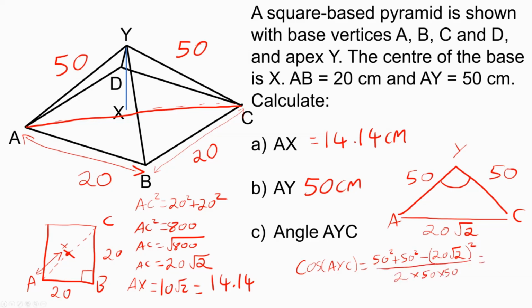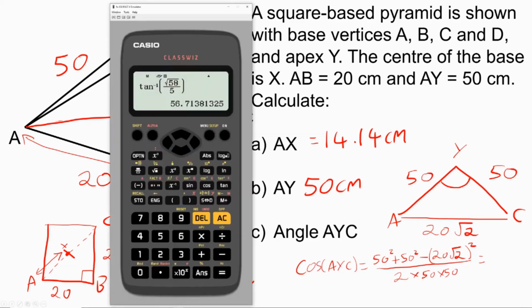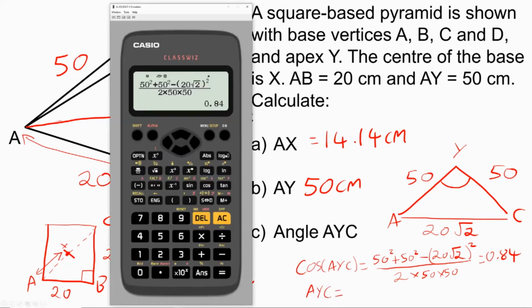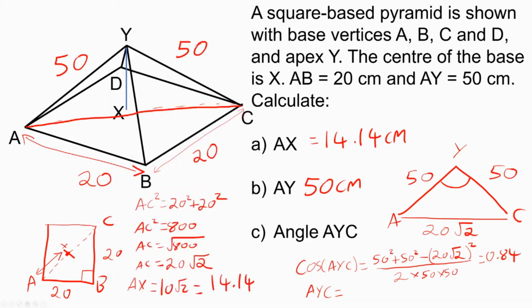Putting that into our calculator, we get 21 over 25, which is 0.84. So to get the angle AYC, I need to take inverse cosine of both sides. Let's do that. So I do shift, cos, and I get an answer of 32.86 degrees.